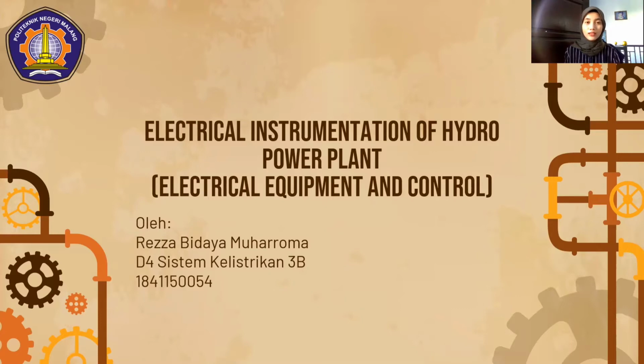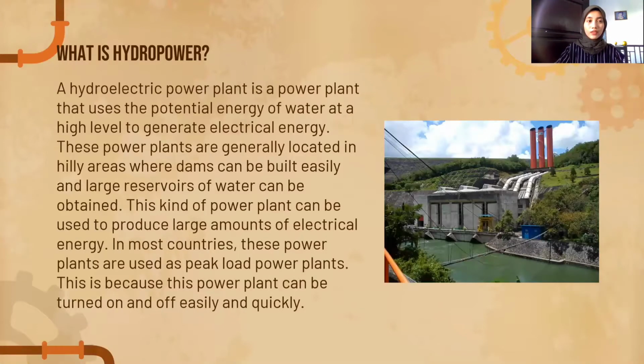I'm from Class 3B Electrical Engineering. I will explain about electrical instrumentation of hydropower plant, electrical equipment and control to fulfill the tasks of the power system instrumentation course. Next. What is hydropower?